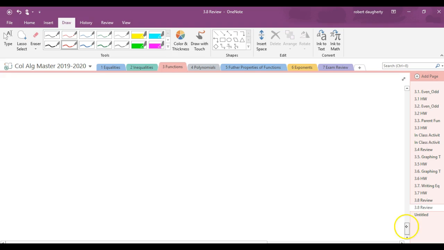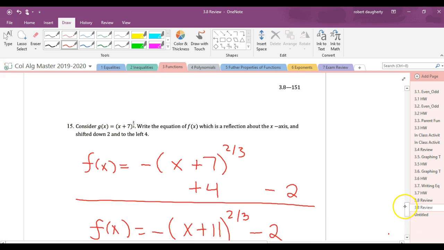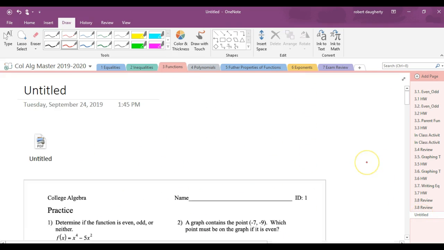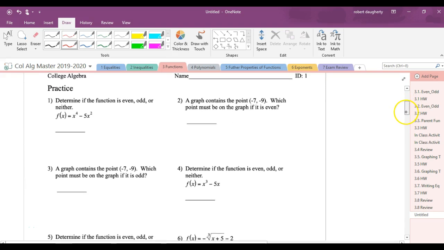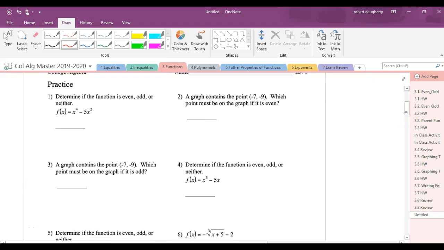Okay, that's it for a review of some of those topics. I do have some extra problems as well. Let's work through them so you can make sure you get as many as you want. Determine if this function is even, odd, or neither.